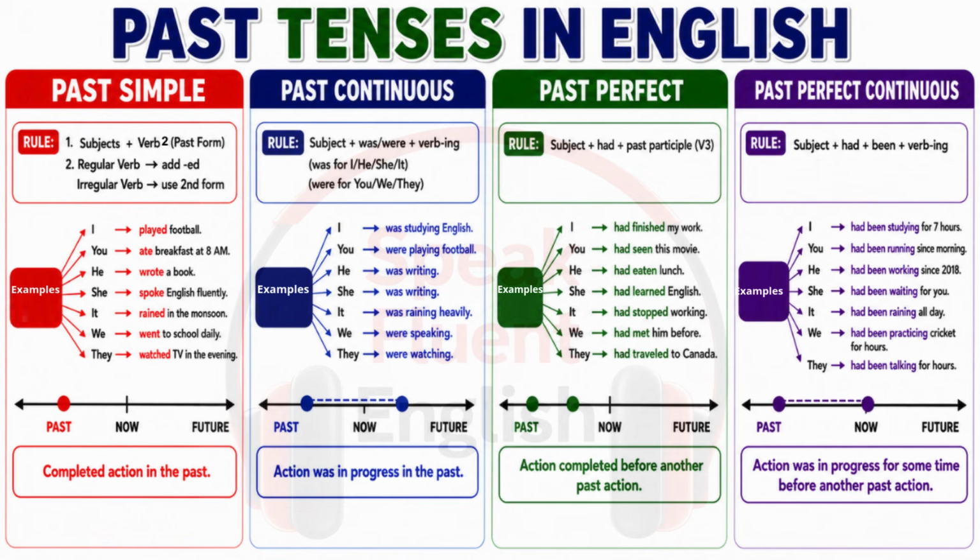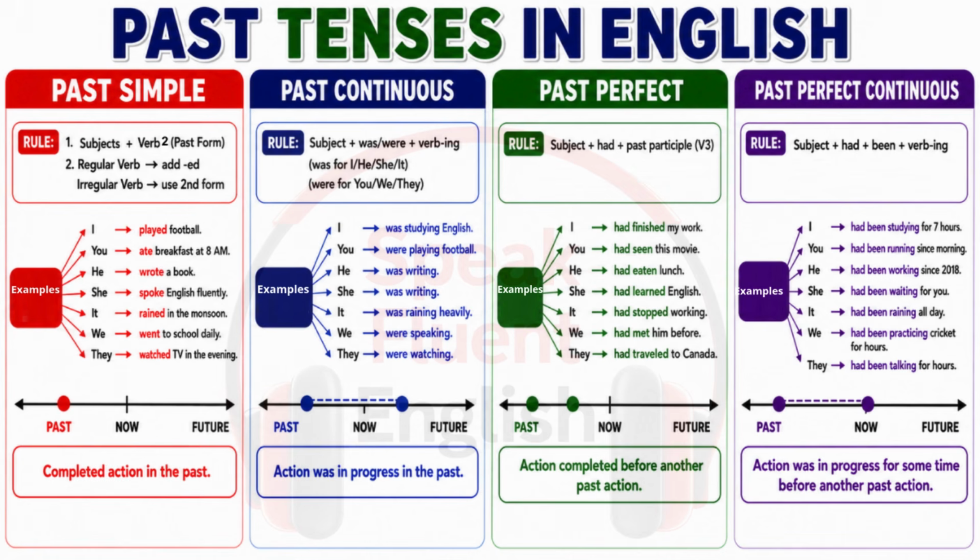You ate breakfast at 8 a.m. He wrote a book. She spoke English fluently. It rained in the monsoon. We went to school daily. They watched TV in the evening. This tense is the most common way to talk about the past.